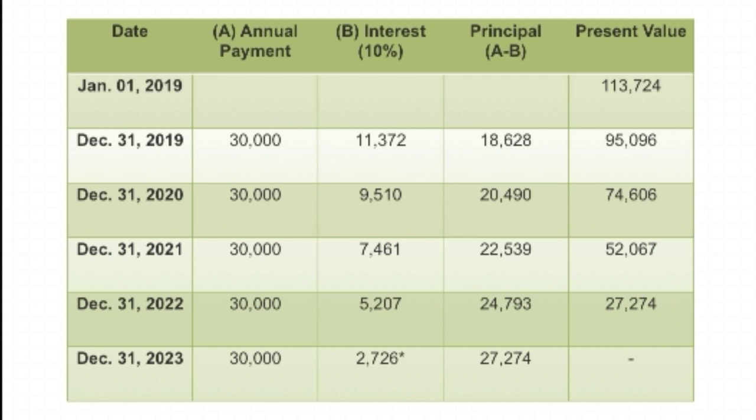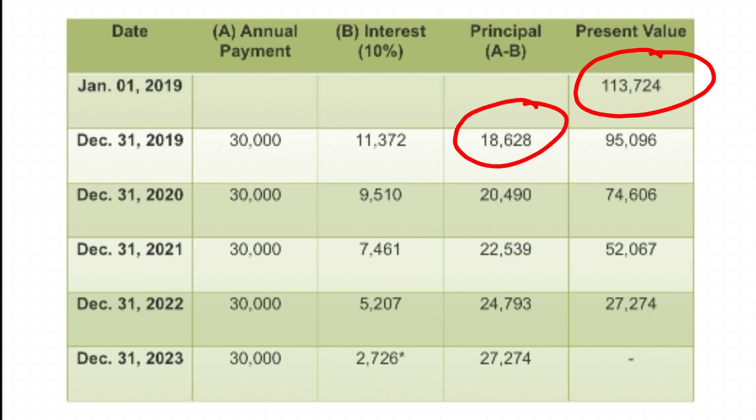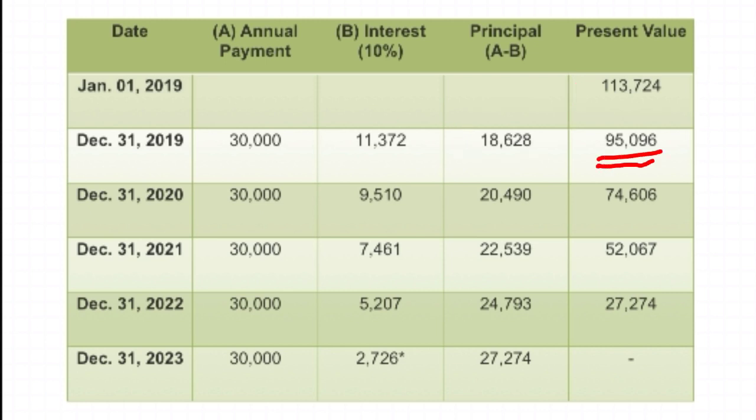And para makuha natin yung value ng principal sa December 31, 2019, i-deduct lang yung annual payment sa calculated value ng interest. So, 30,000 minus 11,372 and that would be equal to 18,628. And para makuha yung present value nung lease receivable, i-deduct lang yung previous present value sa principal. So, 113,724 minus 18,628 is equal to 95,096.